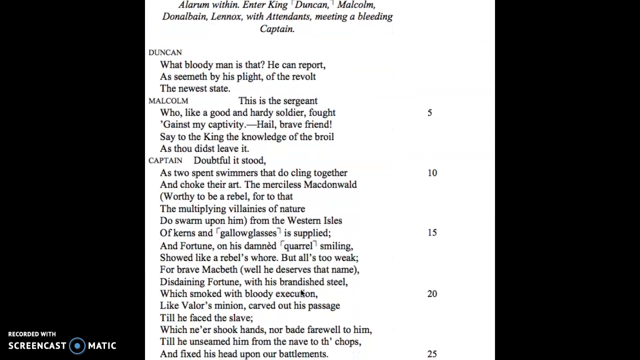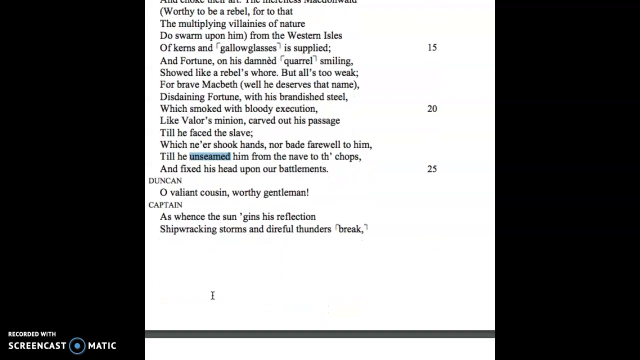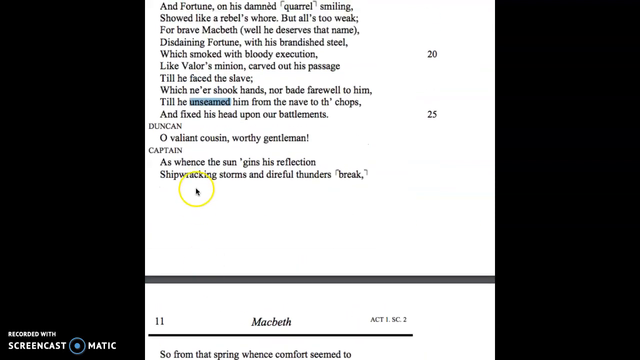In scene 2, we meet that captain who tells Duncan about the battle. Some important stuff includes the fact that Macbeth unseams him from the knave to the chops. This seaming, this unseamed, should connect to the clothing motif. Oh, we get some more weather here.